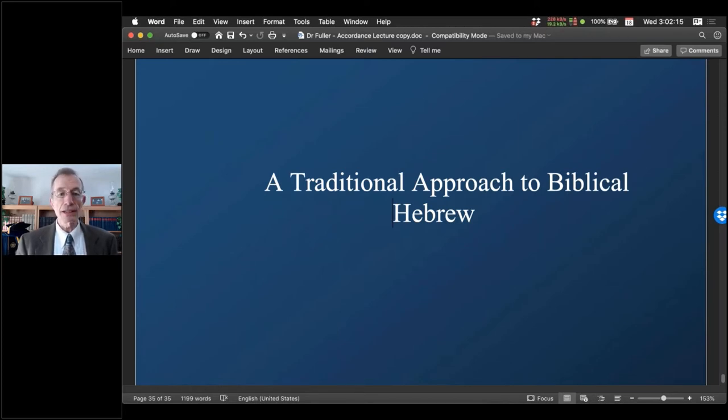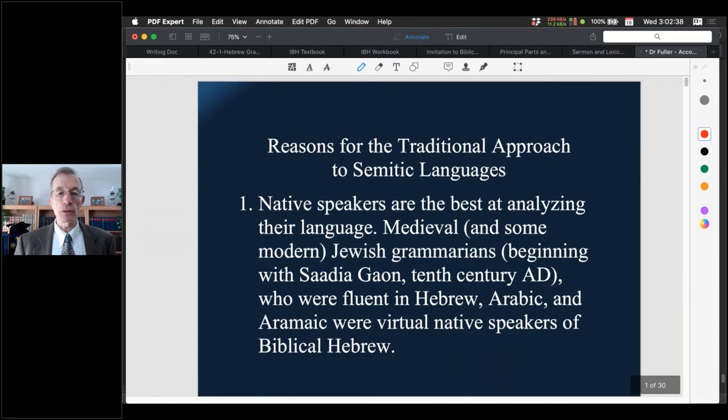And so today I'm going to do a traditional approach to biblical Hebrew. I can't cover all the different places. I would need more time than I can do in this lecture. But I'm basically going to focus on the verbal and nominal clause. And if we have time, I might be able to move on to another topic. But for today, right now, I just want to look at the nominal and verbal clauses. But before that, I want to give you my reasons for a traditional approach to Semitic languages.